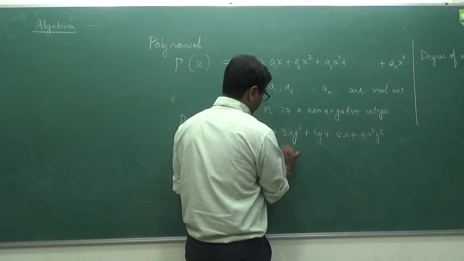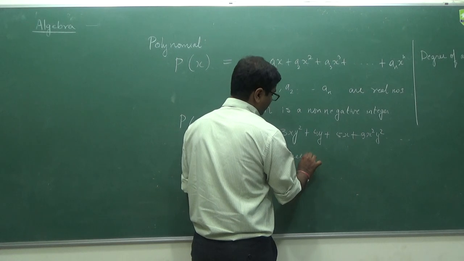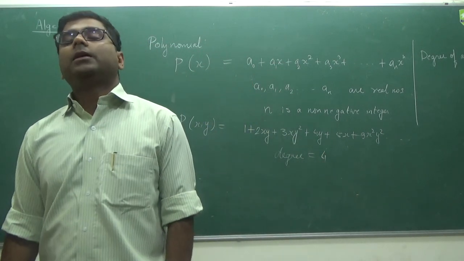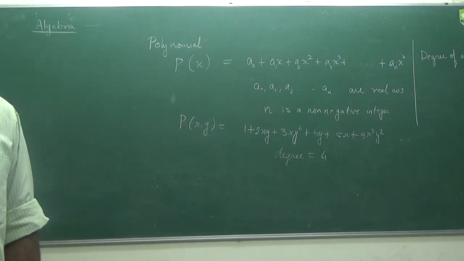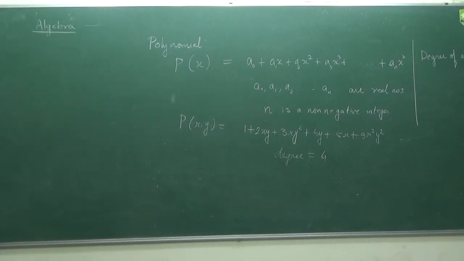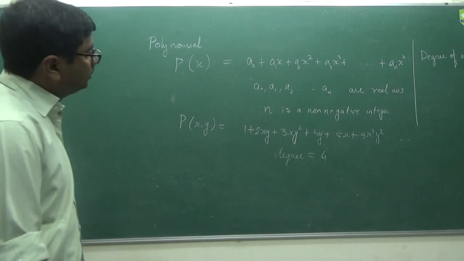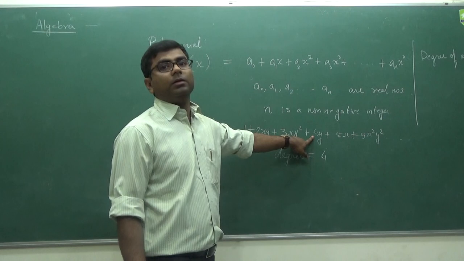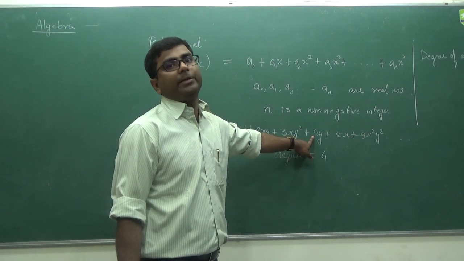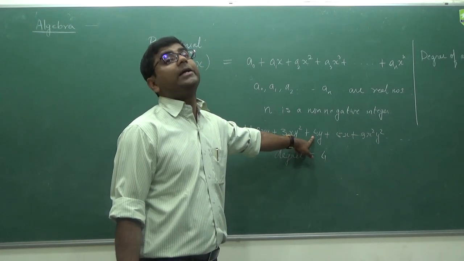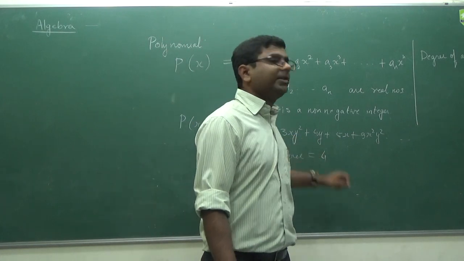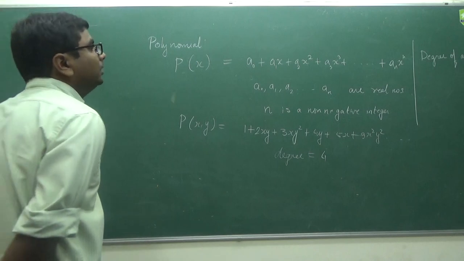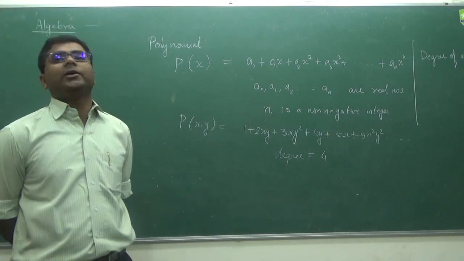Why would it be 2? A student asks, "Sir, but won't 4y be 2?" No, it is 1. Why? Only one variable, y, to the power 1. You have to consider only variables, not constants. Clear? This is the degree of a polynomial. You understood how to find the degree of a polynomial.